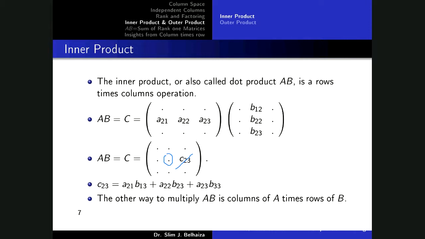Should have been C22. Okay. But there is another way to perform this product, which is to perform what you call columns of A times the row of B.